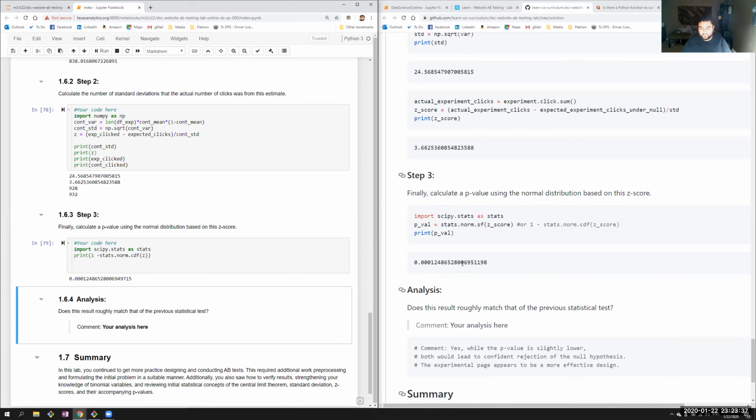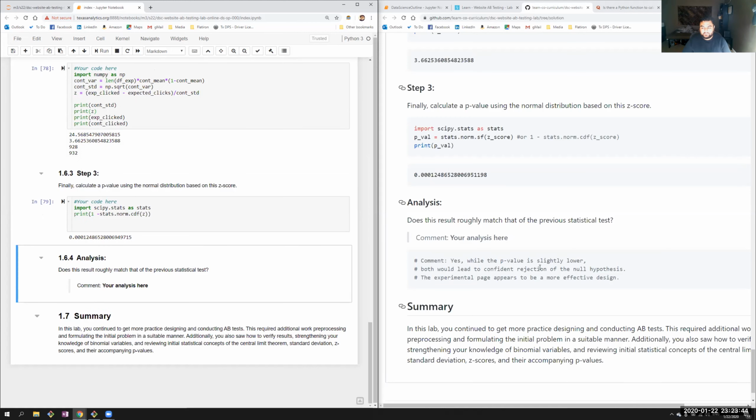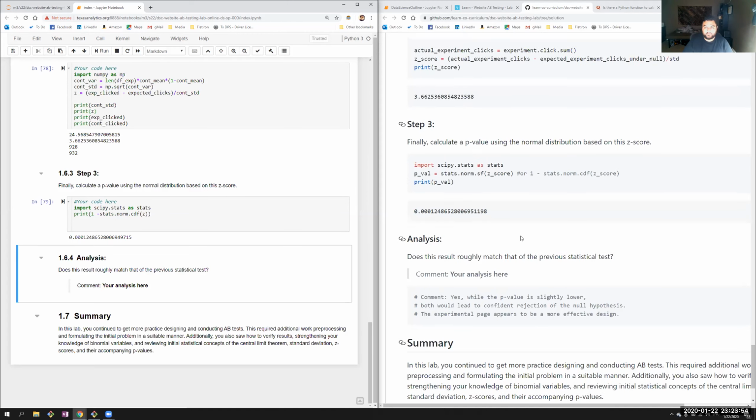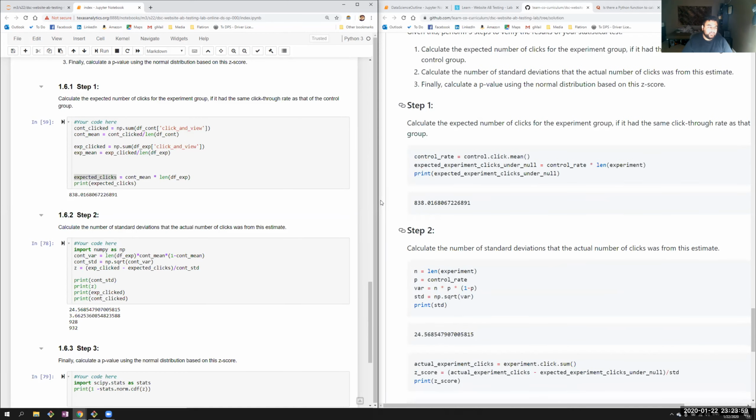Finding, okay, analysis. Does this roughly match that of the previous statistical test? Yes. While the p-value is slightly lower, both could lead to confident rejection of the null hypothesis. The experimental page appears to be a more effective design. What do you mean the experimental page? What is that? I don't know what that is. But I guess I see their point. If the p is less than 0.05, it doesn't really matter by how much.